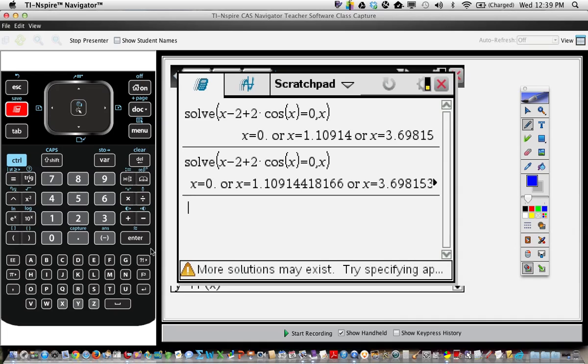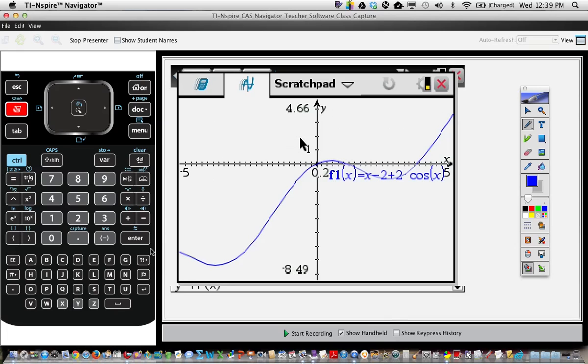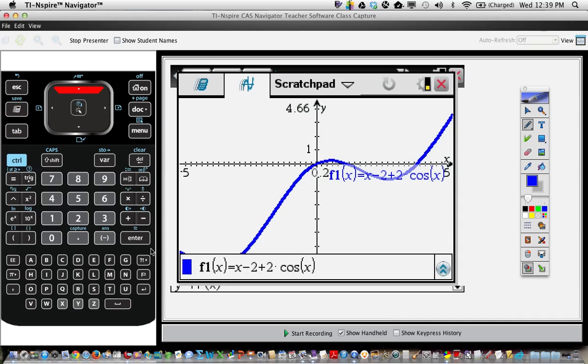So let's move on to number 20. What do we have? 25 and 29. Let's just do 25. They're essentially the same thing. So let's graph cosine x. So let's go back into our graph screen so we can get rid of that one and just graph plain old cosine x.